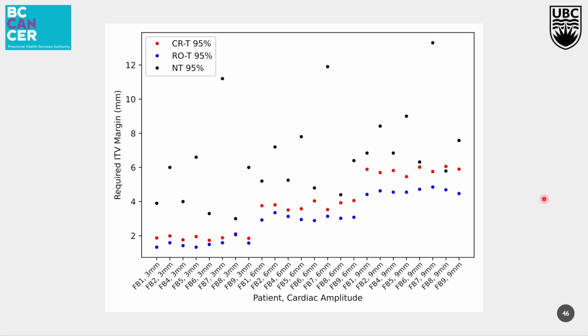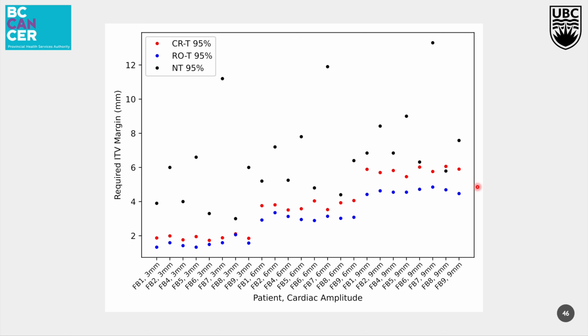Now, there is an interesting feature of these results that I'd like to point out. So the half peak-to-peak amplitudes of the respiratory traces ranged from 1.8 to 11.7 millimeters, which is a pretty wide distribution. But despite this wide distribution, the 95% ITV margins for both the CRT and ROT cases were narrowly distributed for each cardiac amplitude. So you can see here the no tracking are kind of scattered all over the place for each of the cardiac amplitude groups, but both the CRT and ROT ones are fairly narrowly distributed in each of the groups. Now, in particular, the ROT 95% ITV margins were within 0.4 to 0.6 millimeters of the half peak-to-peak cardiac motion amplitude across all traces.